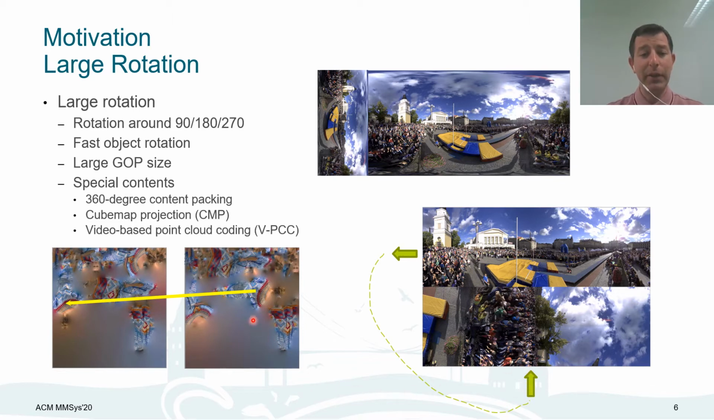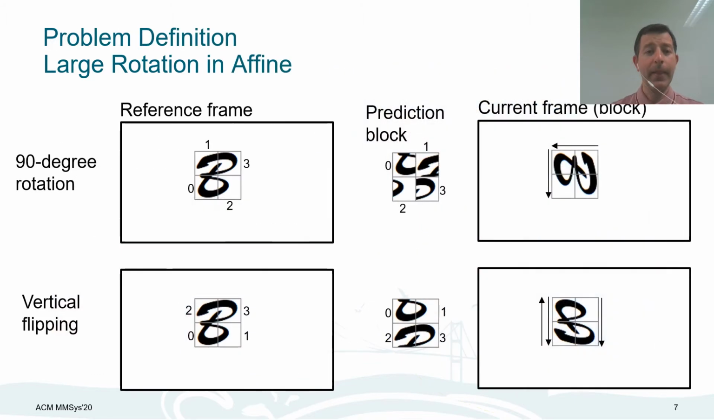The other example is this video-based point cloud. I will explain it later, but here you see that different objects in different frames are rotated, like this lady in this frame and this frame. So there is large rotation in some content. But the problem with the current block-based affine motion compensation in VVC is that it doesn't handle this large rotation.